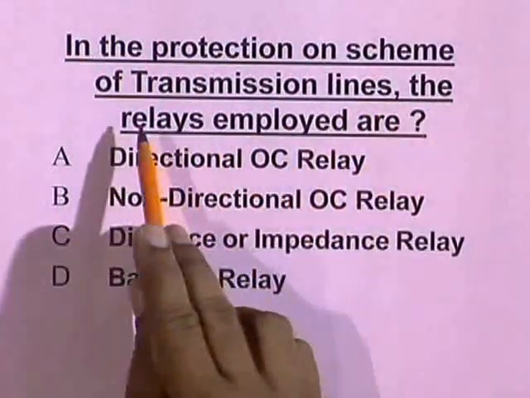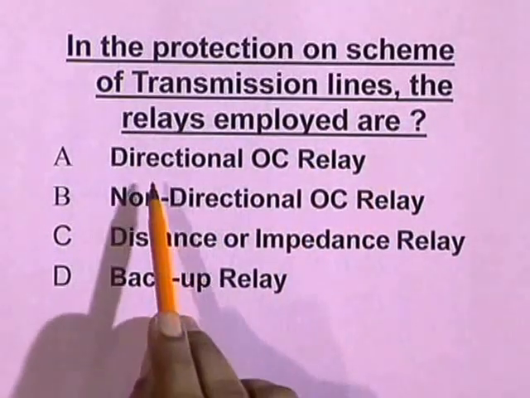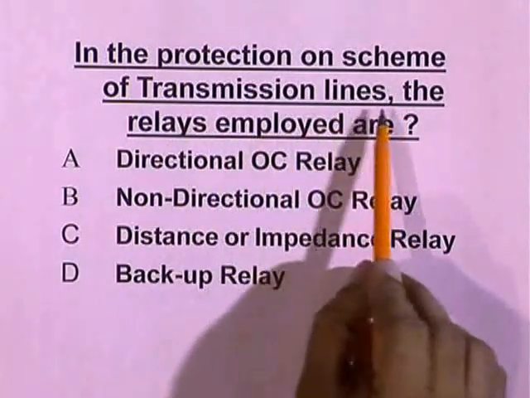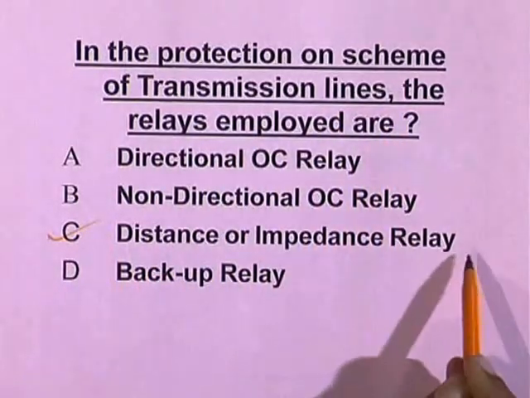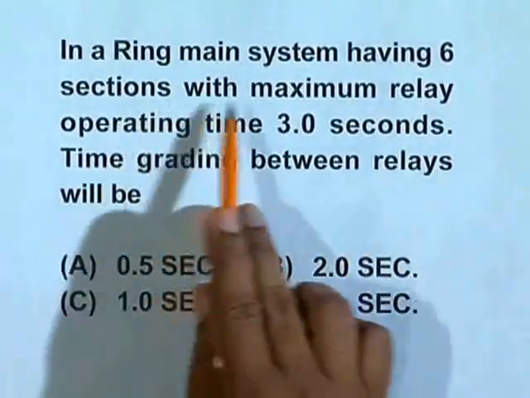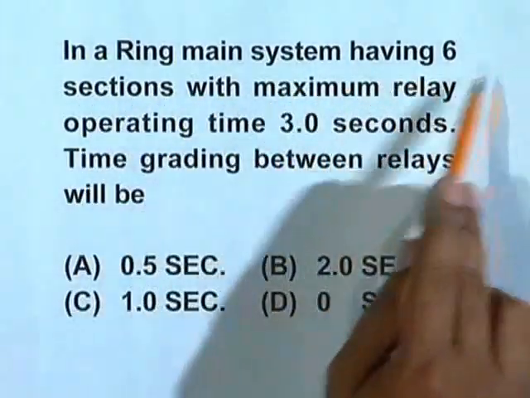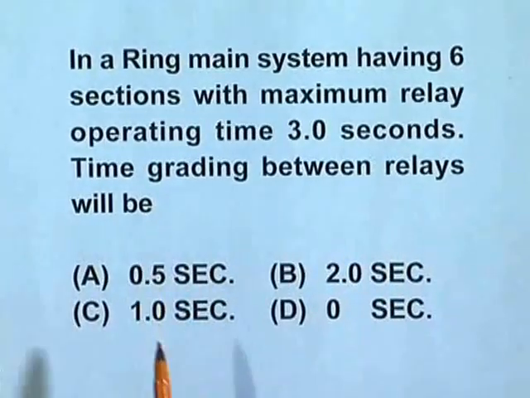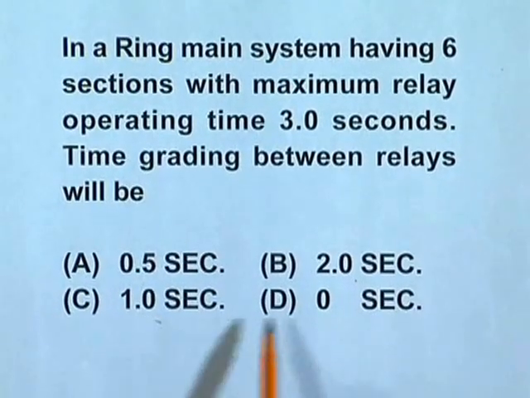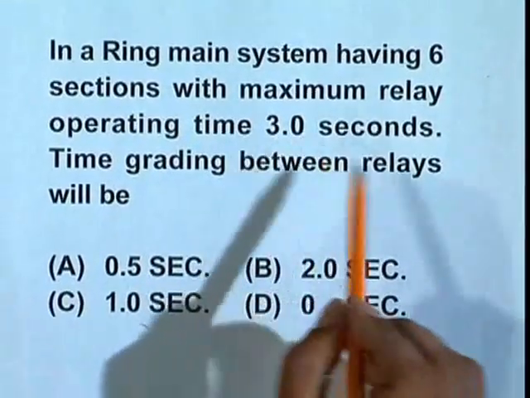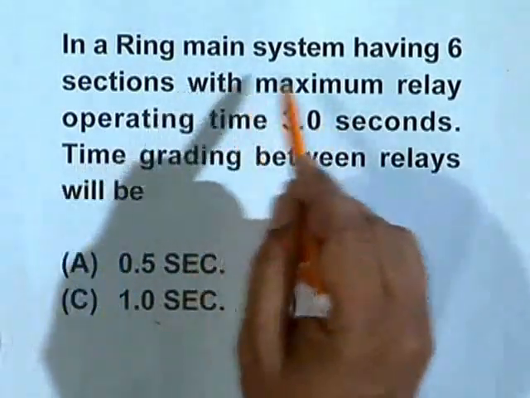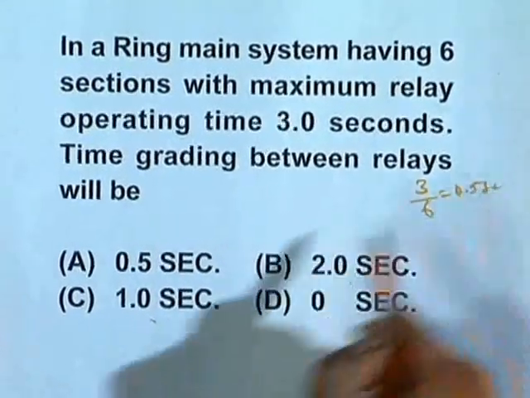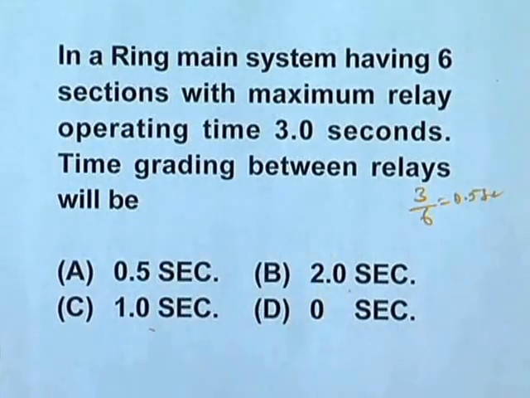In the protection scheme of a transmission line, the relays employed are directional OC, non-directional OC, distance or impedance, backup. In the protection scheme of a transmission line, distance or impedance relays will be employed. In a ring main, a very important question: in a ring main system having 6 sections with maximum relay operating time 3 seconds, the time grading between relays will be 0.5 second, 2 second, 1 second, or 0 second. Here 3 seconds is the total operating time and you have 6 sections, so 3 by 6, you will have 0.5 second. So within 0.5 second the relay will operate.